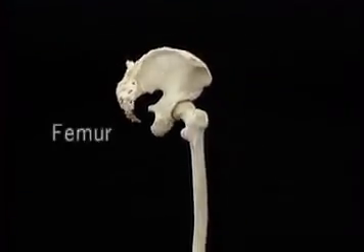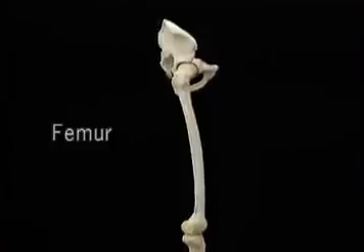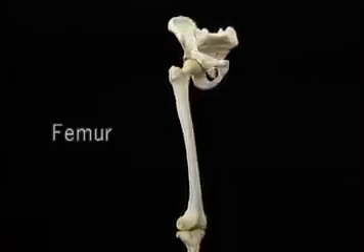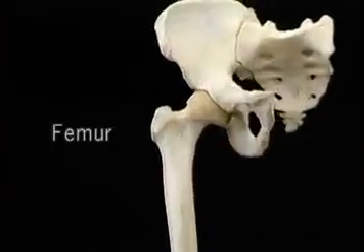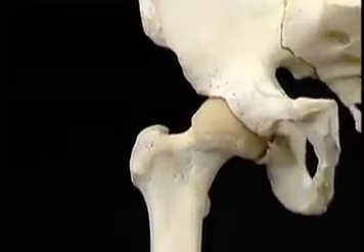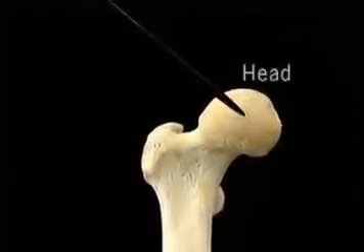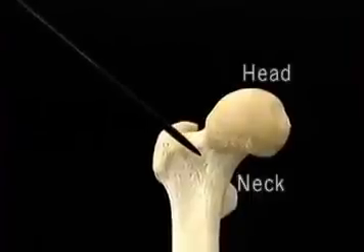The femur is the longest bone in the body. We'll be looking at its distal end in the next section. For now, let's look at the features of the proximal end. This is the head of the femur. This is the neck.